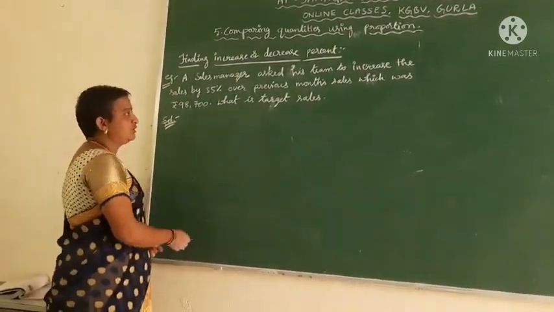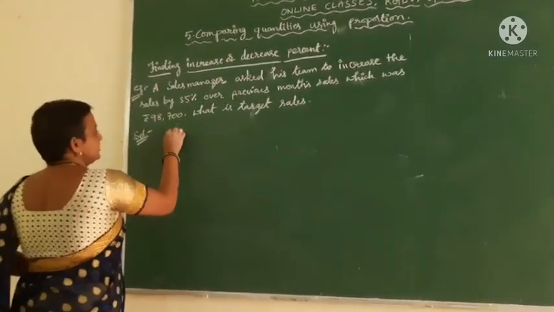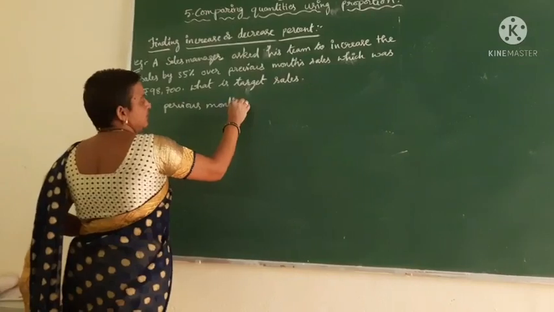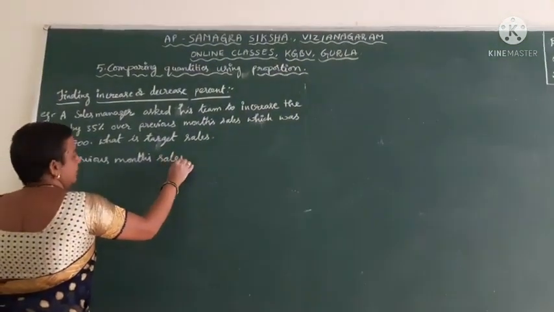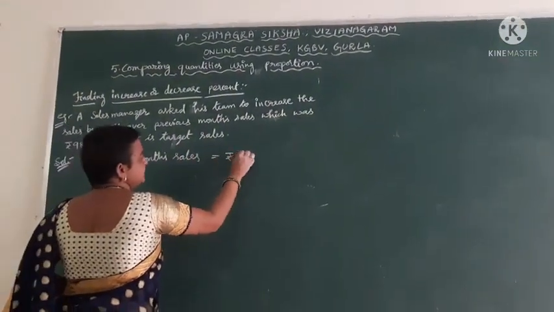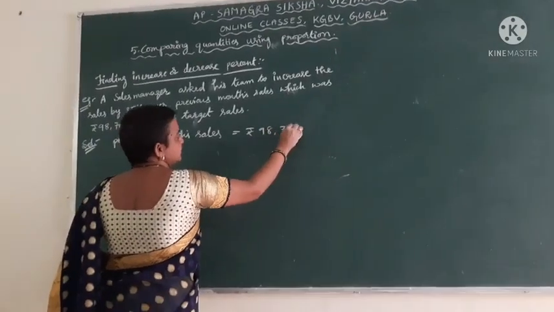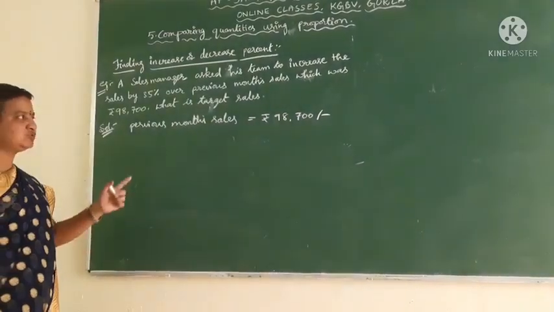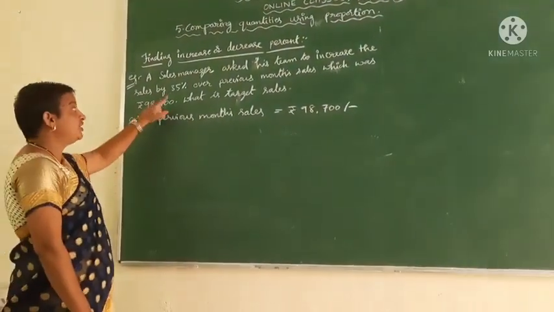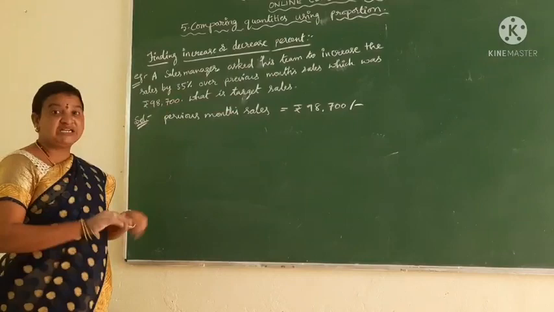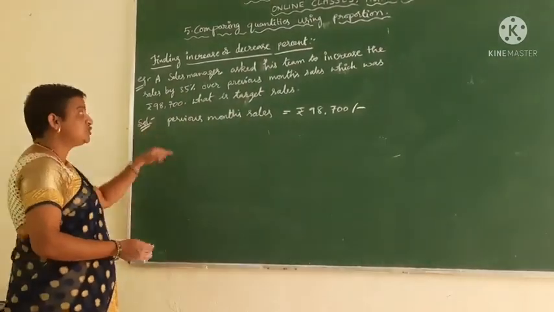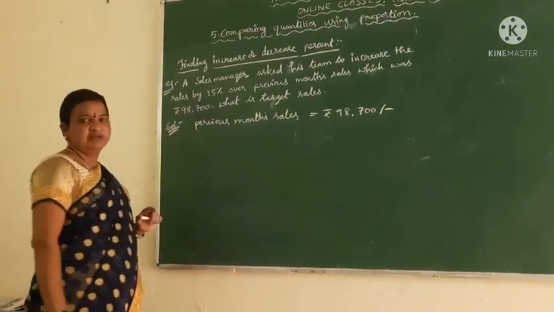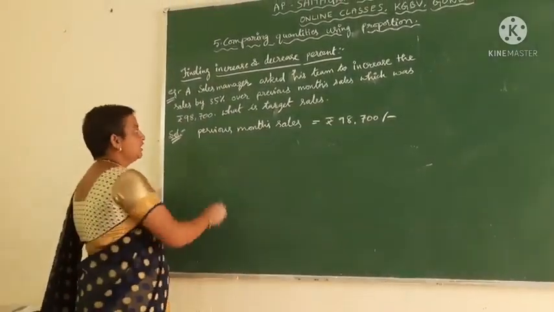First we have to write previous month sales. Previous month sales is equal to rupees 98,700. He wants to increase how much? 35%. So first we have to find 35% of rupees 98,700.